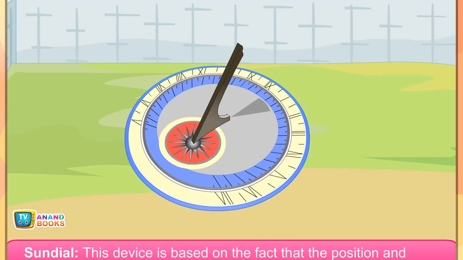Sundial. This device is based on the fact that the position and length of the shadow cast by an object changes with the time of the day.